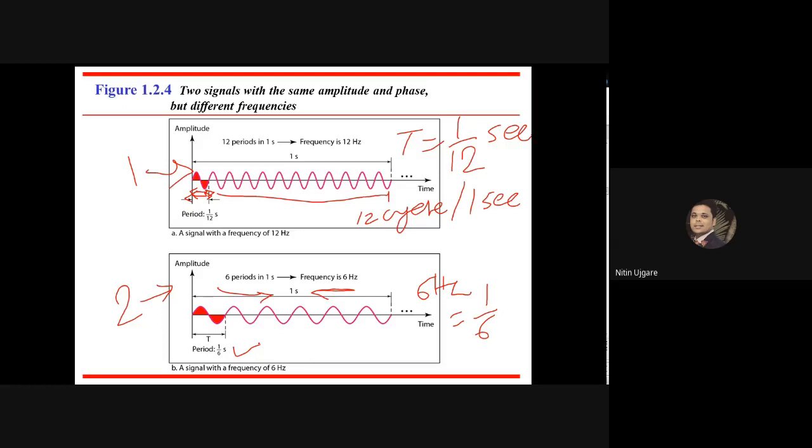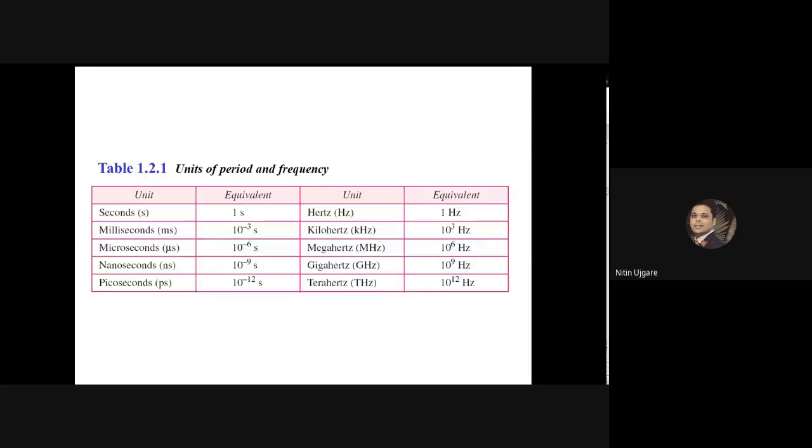On the counterpart, the first signal takes 1 divided by 12 seconds to complete one cycle, one period. So there are different units of period and frequency. Let's go to it, as I mentioned already. Here the unit is seconds, with which we can calculate the period. It may be millisecond, microseconds, nanoseconds, or picoseconds.